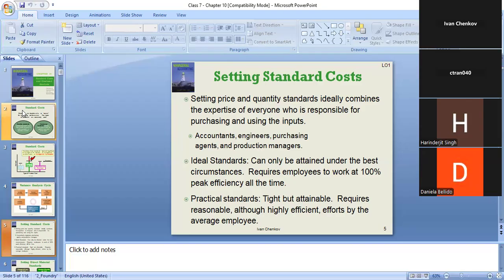Now we come to one word that I love, which is average employee. The question is, what is an average employee? Is the average employee today the same as the average employee 10 years ago? No. Or 20 years ago? Definitely not. That's where we're going here. So in order to understand the practical standards, we have to come to simple thinking: what's the average?